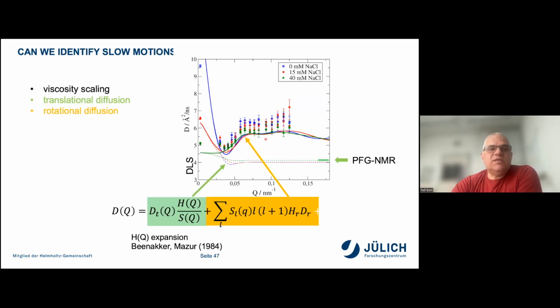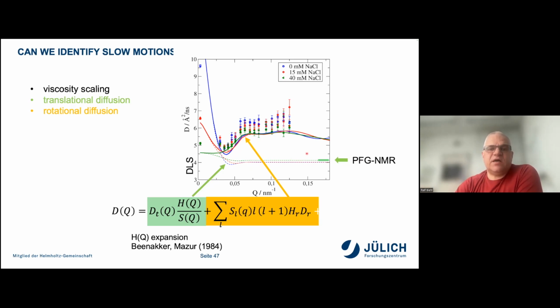Then we include translational and rotational diffusion. The thin lines here are just translational diffusion. And here is the long-time part that fits exactly to the measurements of PFG NMR, where we measure long-time self-diffusion. Then we add the rotational diffusion in this part, and that is the increase that we observe here. And that seems to be independent of the salt concentration, but still we have a difference to our measurements.